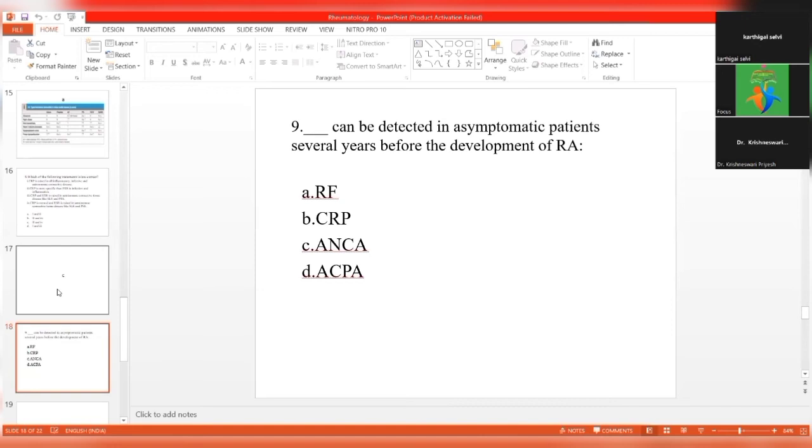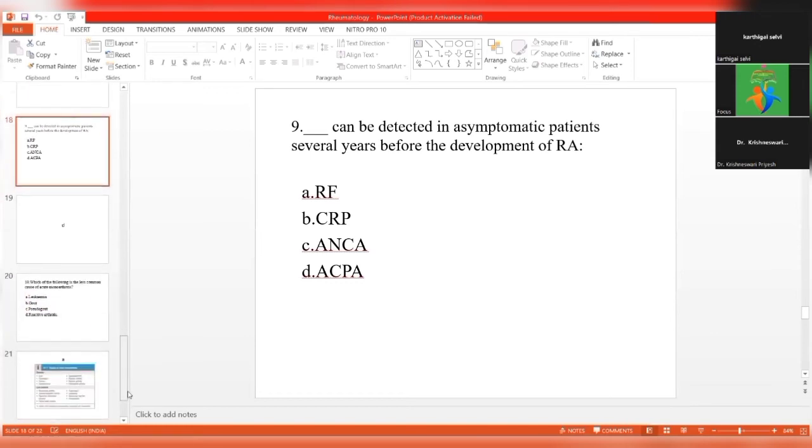Rheumatoid factor is, of course, seen in rheumatoid arthritis, but it is not an early predictor of RA. CRP is raised in infective and inflammatory conditions, but it is not an early predictor of RA. ANCA is positive in vasculitis. It is not an early predictor of RA, but ACPA is an early predictor of RA, and it can be identified in asymptomatic patients several years before the development of RA. You understand? Answer is D. Yes, ACPA. ANCA is positive in what?